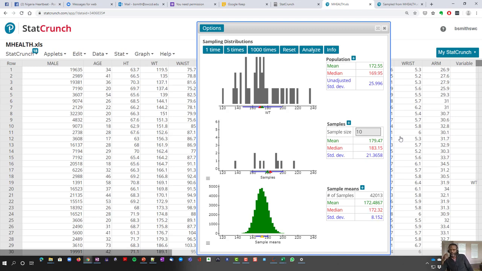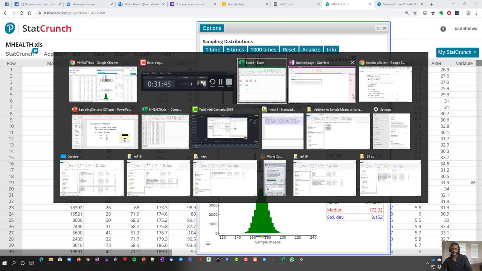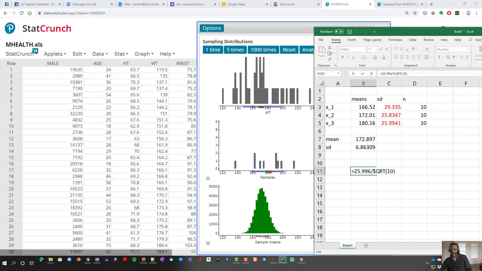So what does the central limit theorem tell us? What's the relationship between the histogram generated by the sample values that come out? Well, it tells us that if I take the original standard deviation, 25.996, and if I divide it by the square root of the sample size, I know and can be assured that the spread, the standard deviation, is going to be 8.2.